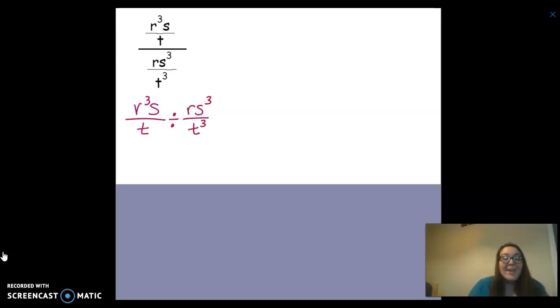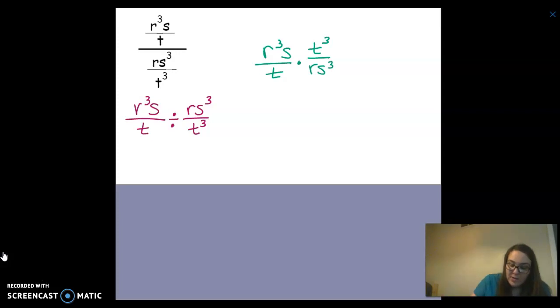Okay, you cannot cross simplify in the division state, meaning I cannot look at diagonals and try to get rid of anything when it's in a division problem. But as soon as I change this to say r to the third s divided by t times t to the third over rs to the third, I can now simplify my diagonals if I want to.